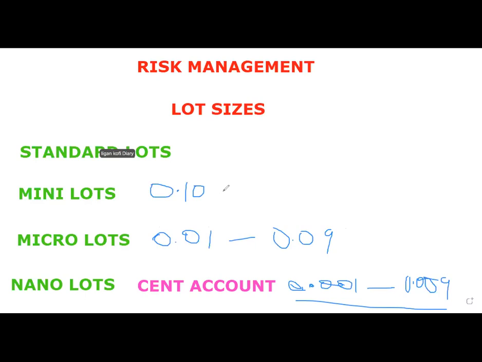So between 0.10 up to 0.99 is termed as mini lots. And then standard lot starts from 1.00. So from 0.99, you go to 1.00. So from 1.00 up to infinity is a standard lot. Is that okay? All right.